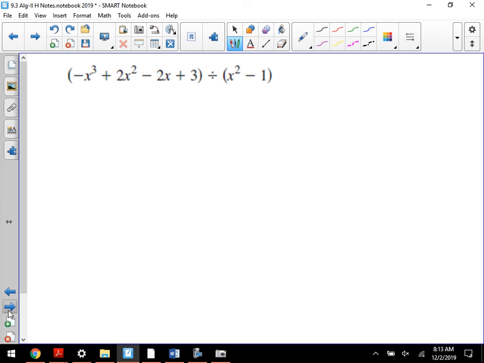What's the degree of what you're going into? The 3. What are you dividing by? What's the degree of what you're dividing by? Divisor is outside the house. Dividend is inside. Quotient. I like outside the house though. I like that. The divisor is what you're dividing by.